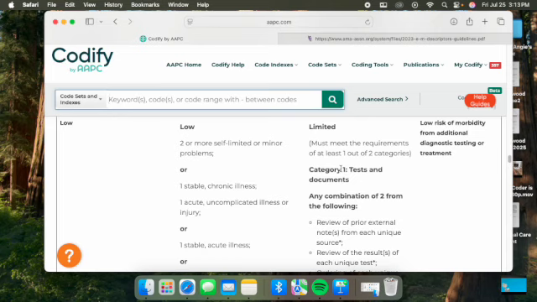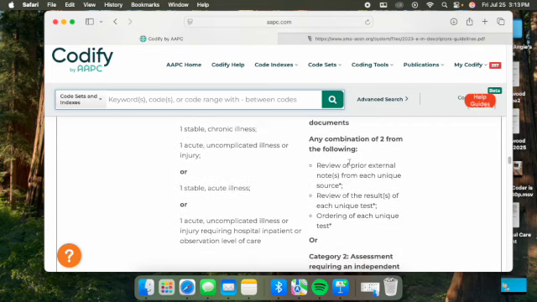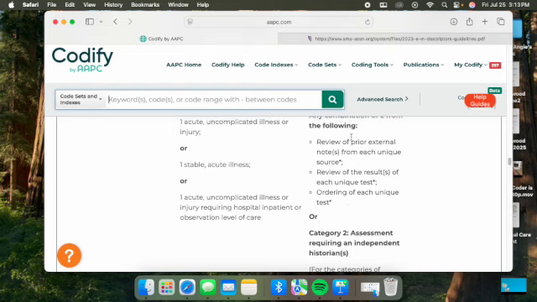Now after minimal, you go to limited. For limited, you must meet one of these 2 categories below. The first category is all about tests and documents. So you must have a combination of 2 of the following: review of prior external notes from each unique source, review of results from each unique test, or ordering of each unique test. To get this category, you must get 2 of these, and it can be any combination. So if your provider ordered 2 tests, then that's enough. You don't have to have these other 2.